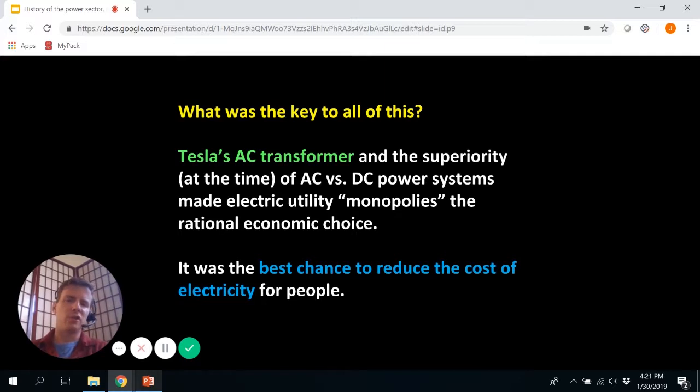Tesla's invention of the AC transformer and the superiority at the time of AC power systems. It made it possible to build large power plants and build them away from other people. And in order to take advantage of those economies of scale, it made sense to treat electric utilities as monopolies. It became this rational economic choice. The best chance to reduce the cost of electricity for people was to allow electric utilities to operate as monopolies over geographical areas and have complete control over the provision of electricity to customers within a given geographical footprint.